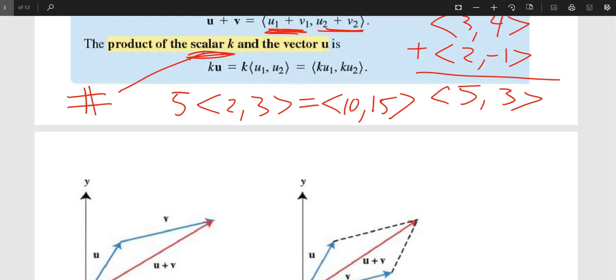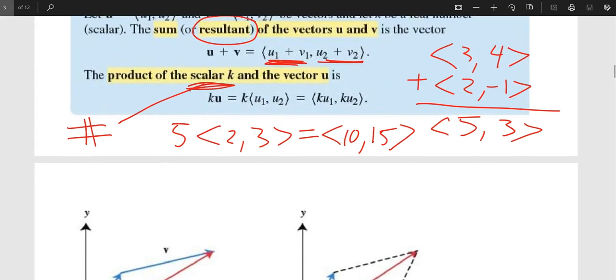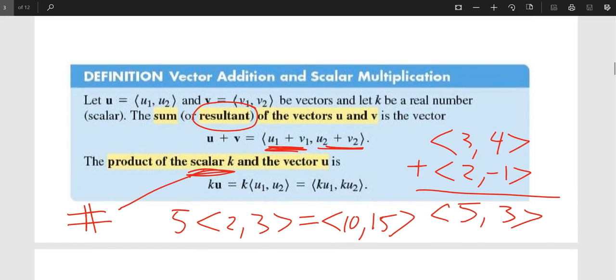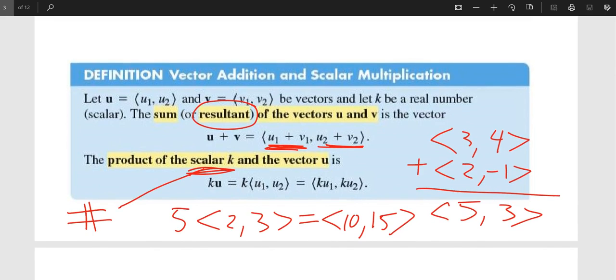Okay, ladies and gentlemen, to continue what we were talking about, adding vectors is simple, but it must be done from the component form. Yes? You're adding the x's and adding the y's. It's really not hard. Okay? Same thing with scalar multiplication. A scalar is just a number.